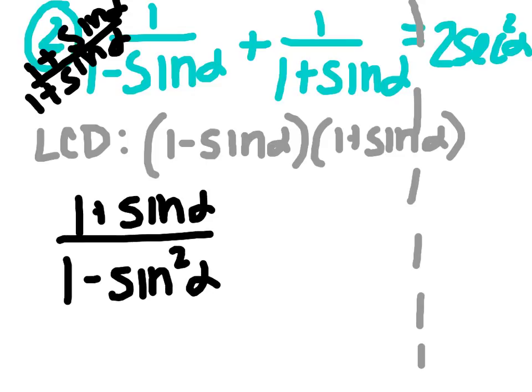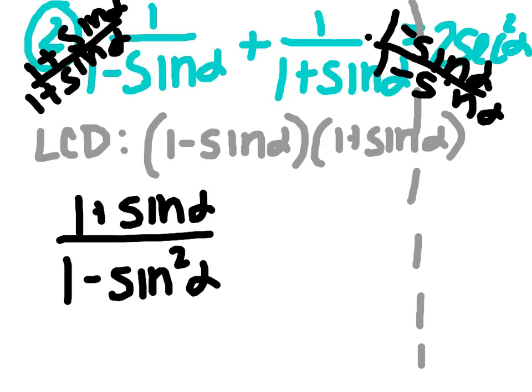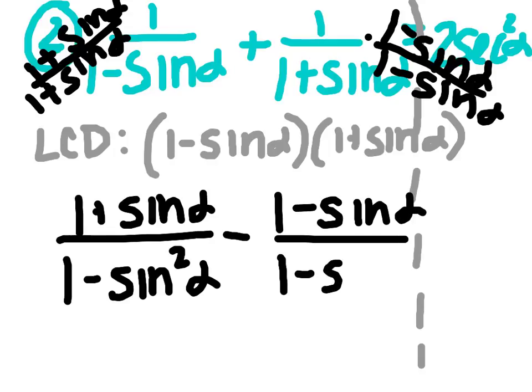And 1 minus sine squared is what I get when I actually FOIL those together. Now on the second term, I'm going to multiply by 1 minus sine over 1 minus sine. So I end up getting minus 1 minus sine over 1 minus sine squared.